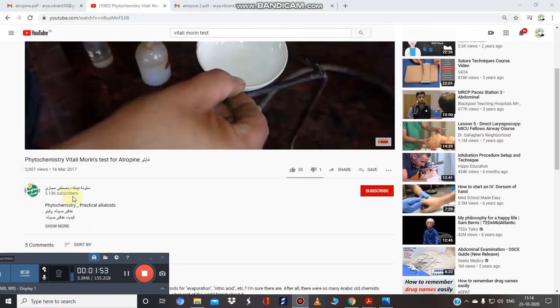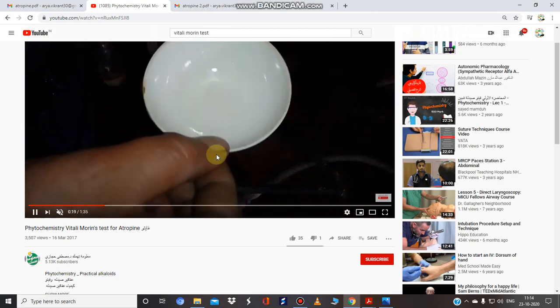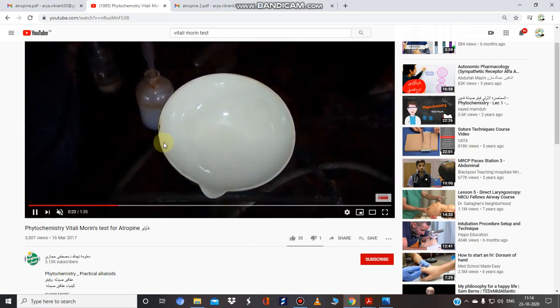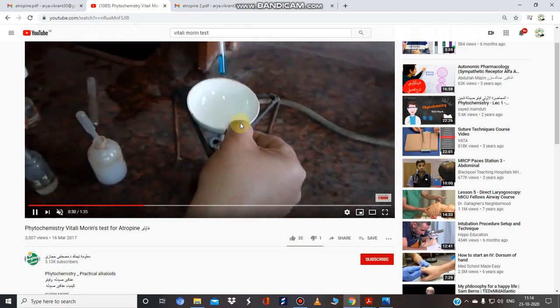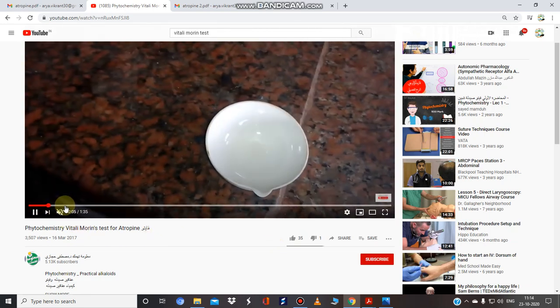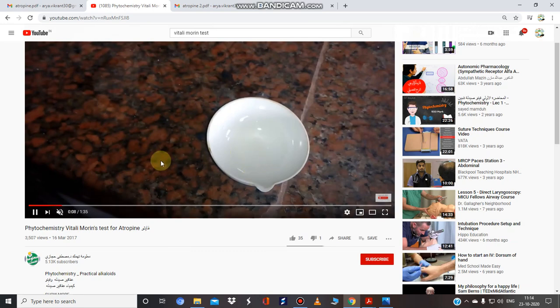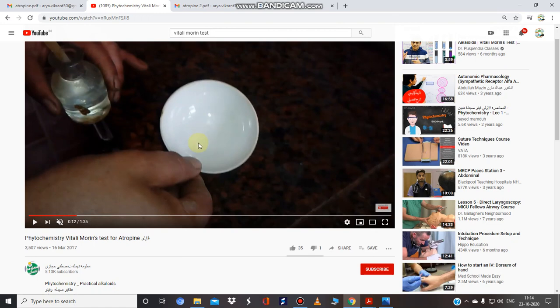Over here I found a demonstration of this Vitali-Morin reaction from the channel Phytochemistry Practical Calculators. So let's see. The first step in this test: first of all, we add atropine. It was then treated with fuming nitric acid. Let me start again. This china dish already contains your atropine, and it is treated with the nitric acid solution, which is then subjected to dryness using a Bunsen burner.